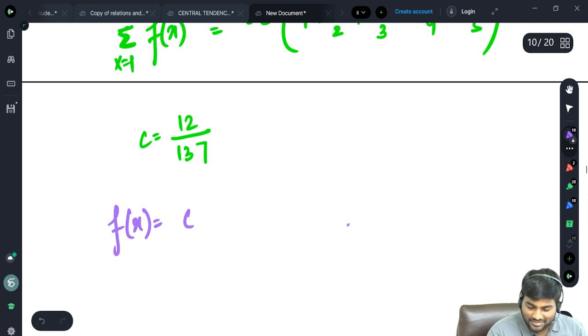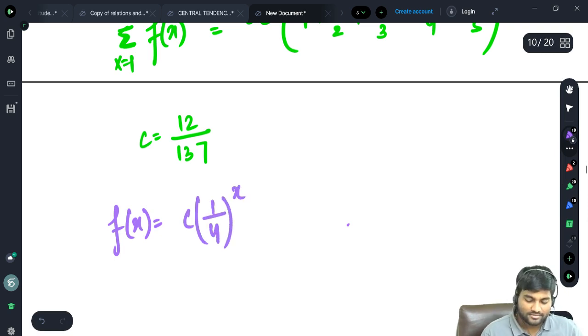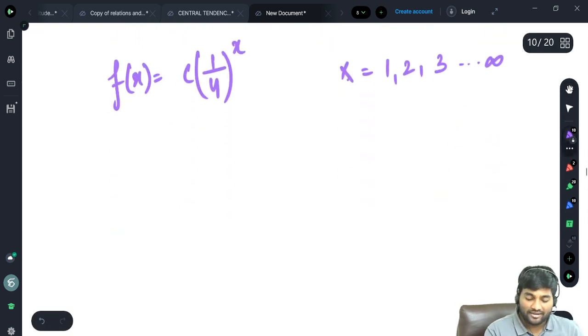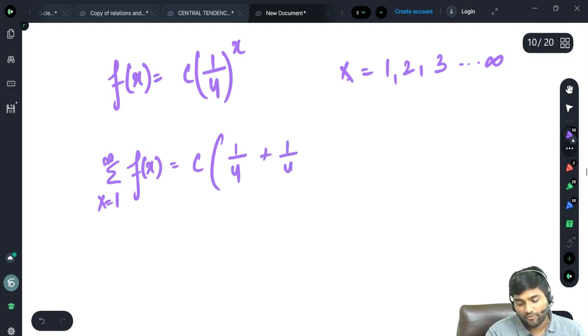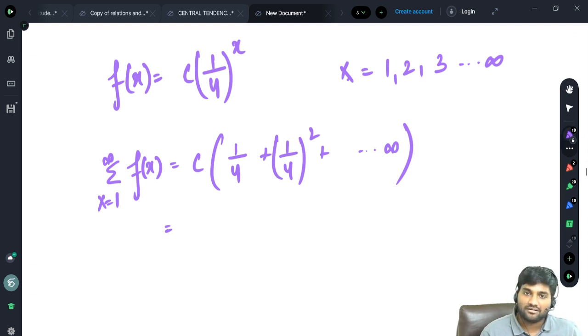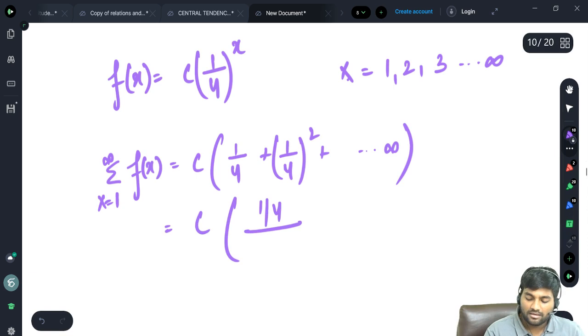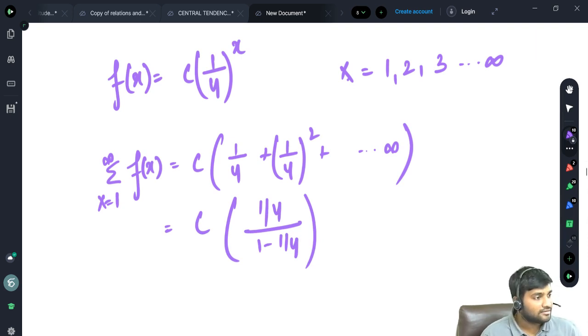f(x) is equal to c times 1 by 4 whole to the power x, x runs from 1, 2, 3, dot, dot, dot up to infinity. Please solve. Those who have already done it will solve it again. Summation f(x) is c times 1 by 4 plus 1 by 4 square plus dot dot dot up to infinity. So 1 by 4 lies between minus 1 and 1, so c times a by 1 minus r. Okay, Komal, what is the answer? 3? Okay, very good.